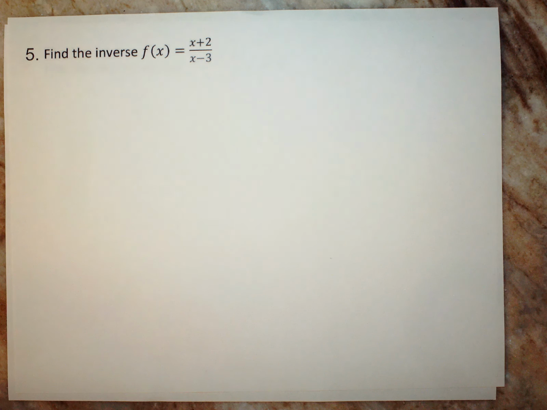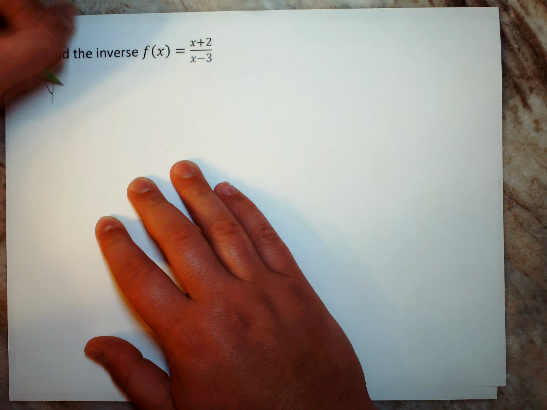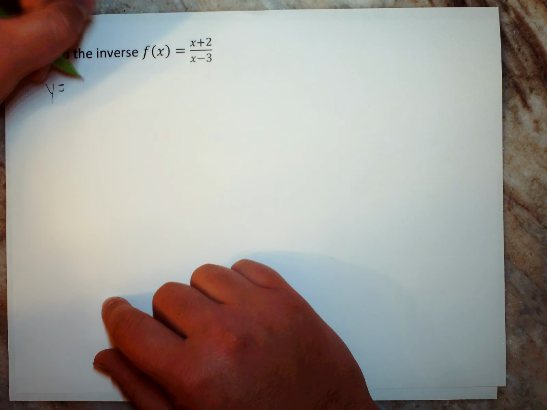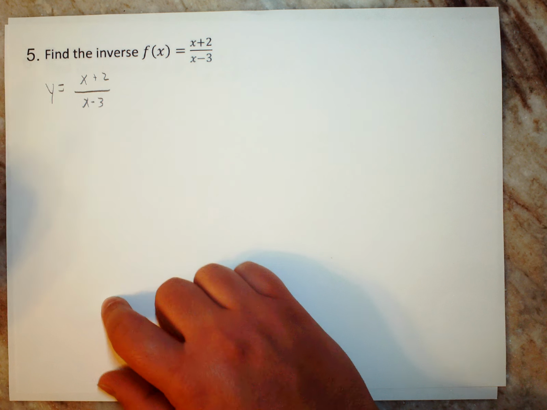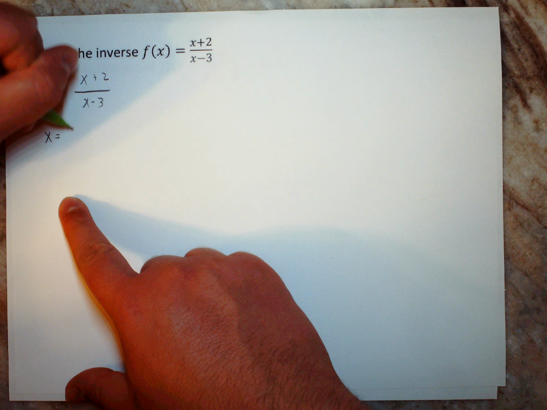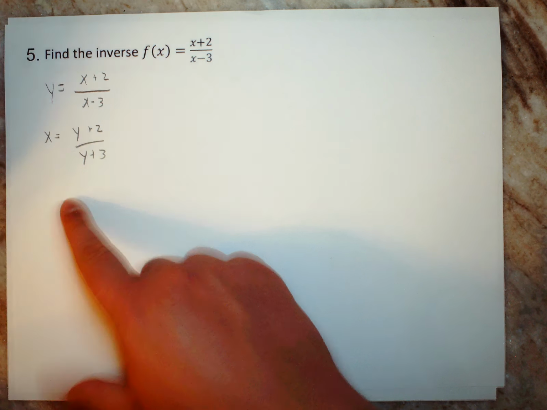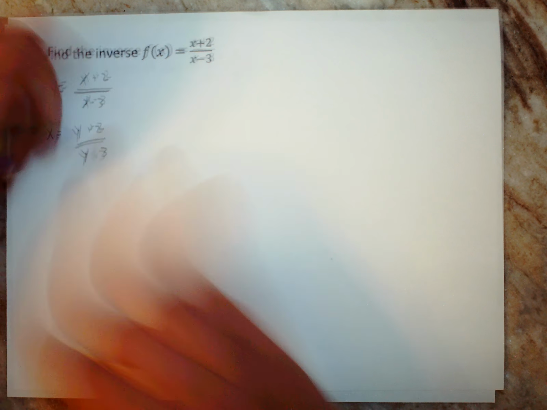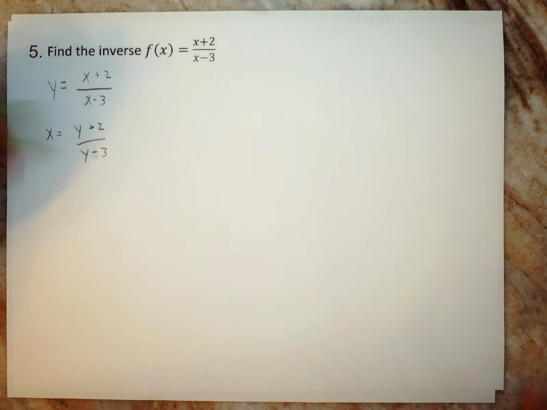All right, let's keep the ball rolling with number 5. We're going to find the inverse of f of x equals x plus 2 over x minus 3. So we're going to start the same way we usually start. Y equals x plus 2 over x minus 3. Now we're going to switch x and y. X equals y plus 2 over y plus 3. Oh, I'm sorry, minus 3. Make sure you switch both.